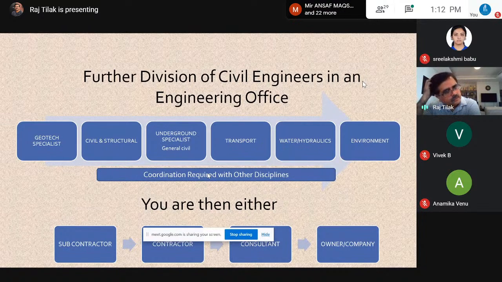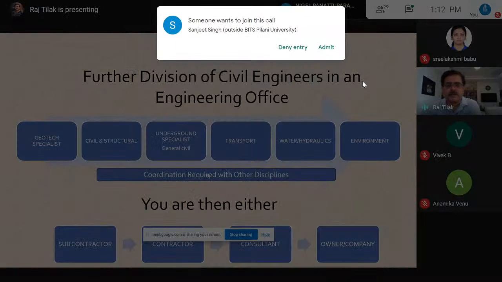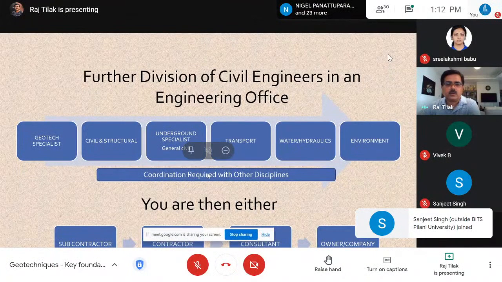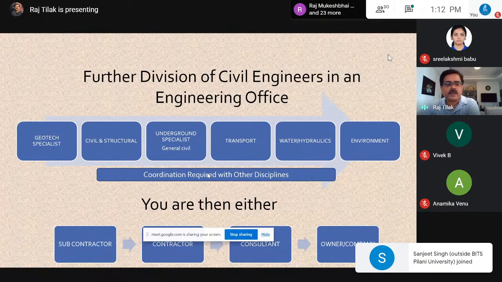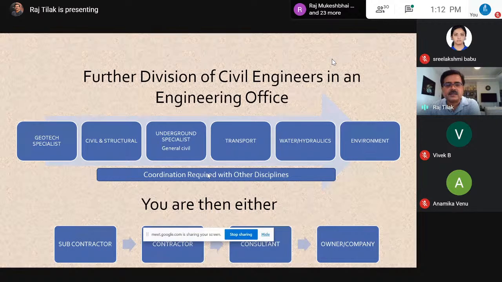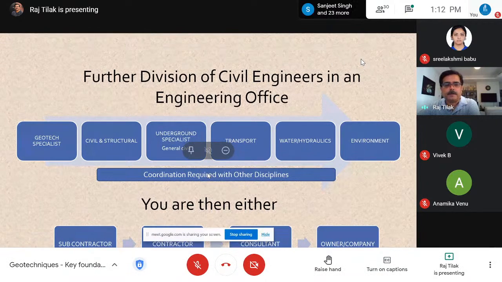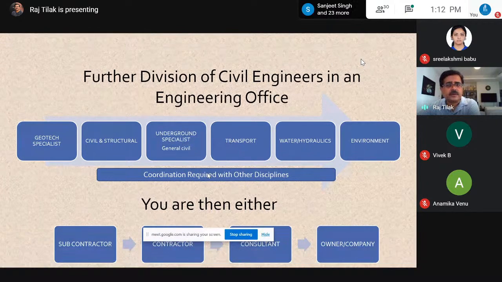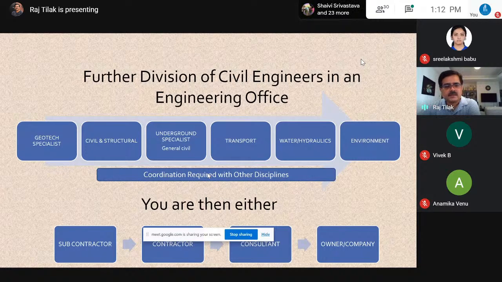In the office setup, how it works, typically you will either land up in an owner company, which is like the ultimate client, or you will be a consultant who will be giving consultancy to the owner. So these are the terms which will be used in your near future, and I thought you should be aware of how these terminologies are used. What is a consultant and what is a contractor? Contractor is the guy who executes the job, and it's not typically the consultant.